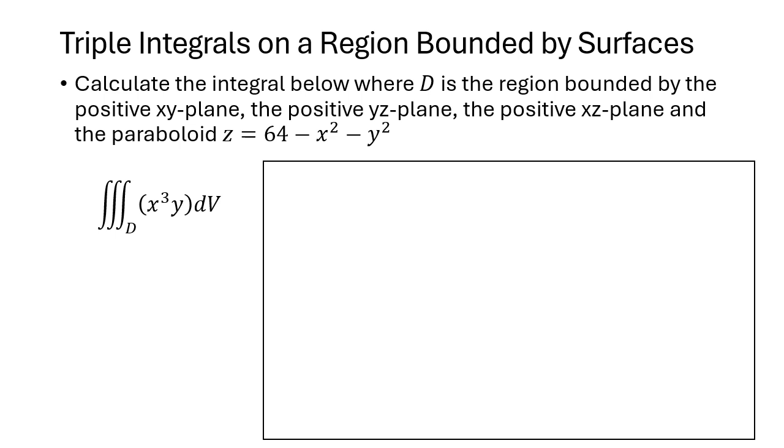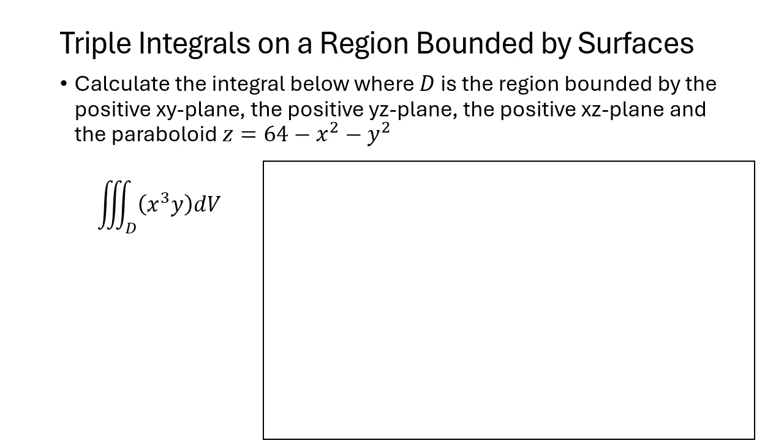To begin with, note that the positive xy plane means z equals 0 and above. So our limits for z will be 0 to 64 minus x squared minus y squared. This also means that we will be looking at a portion of the circle x squared plus y squared equals 64 for x and y. Now, we know the positive yz plane means x is greater than or equal to 0, and the positive xz plane means y is greater than or equal to 0.